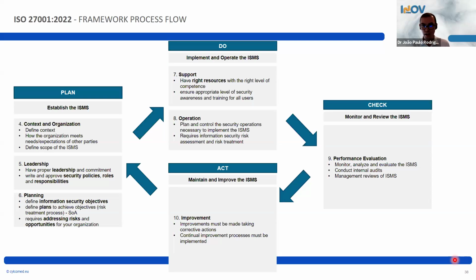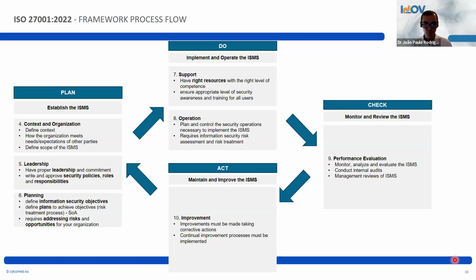And then we have to define the scope of the ISMS. So the scope means that we have to choose if we want to implement this system for a business unit, the entire organization, or only some processes. This is the scope of the ISMS. One thing that is important also is the leadership. We have to have a proper leadership, and we have to show commitment of people from the leadership in approving policies, approving decisions, defining the roles and the responsibilities, and enforcing the policies.